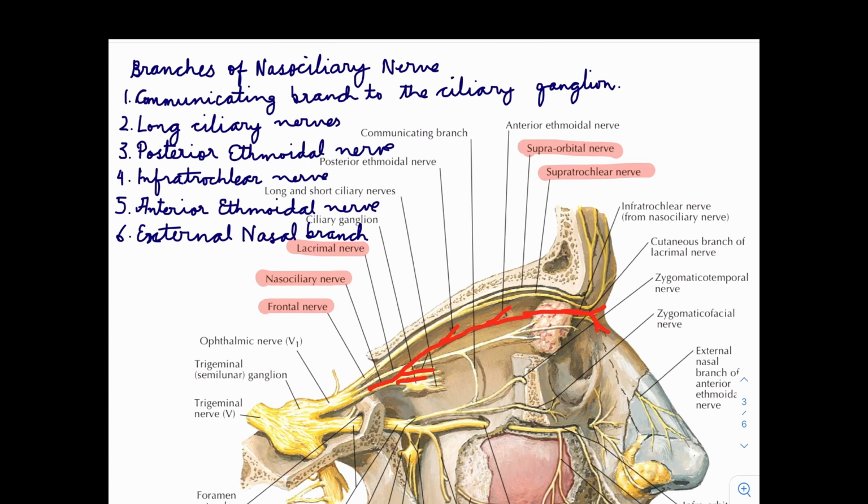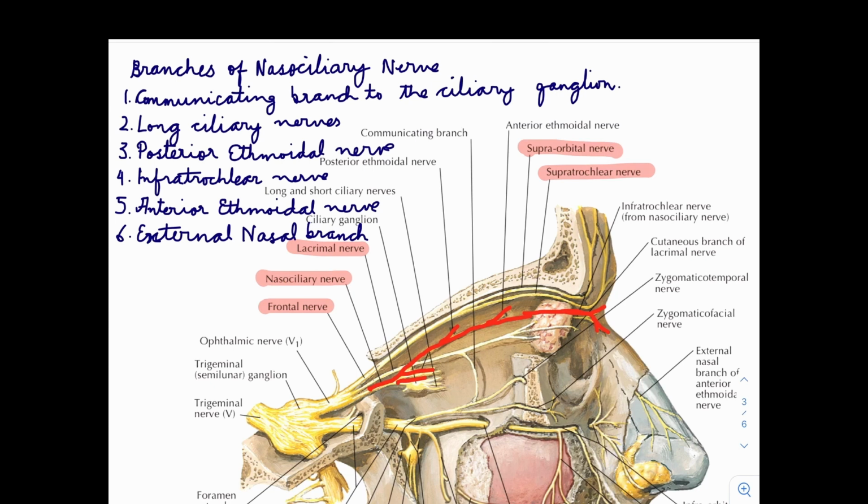The posterior ethmoidal nerve supplies the ethmoidal and the sphenoidal air sinuses. The infratrochlear nerve passes forward below the pulley of the superior oblique muscle and supplies the skin of the medial part of the upper eyelid and adjacent part of the nose.